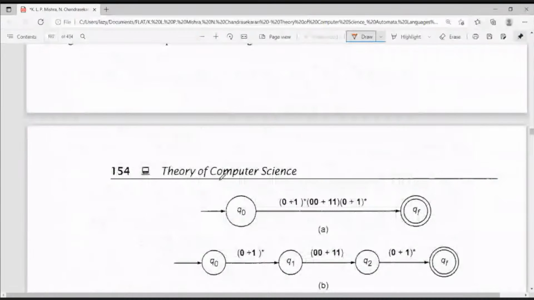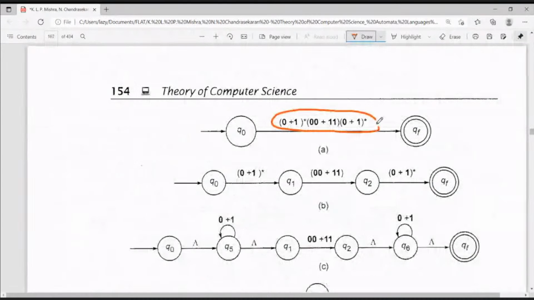So this entire regular expression you can place between these two states, initial state and final state, because this has to be processed in order to reach the final state. So we can write that in this manner. And after that we can separate it, as this is nothing but a concatenation of strings. So we can separate these parts: 0 plus 1 star, 0 plus 1 1 0 1 star. In order to remove the star, we can introduce this empty move.